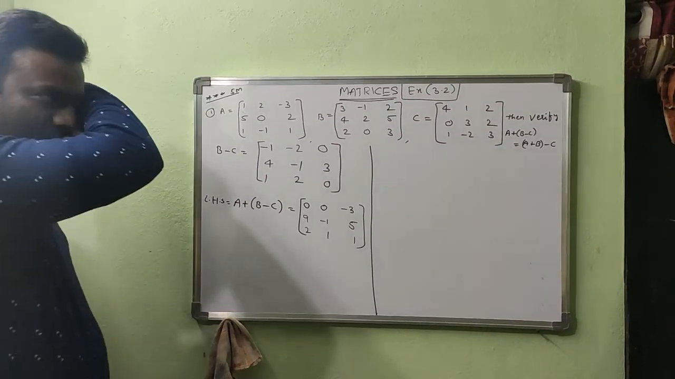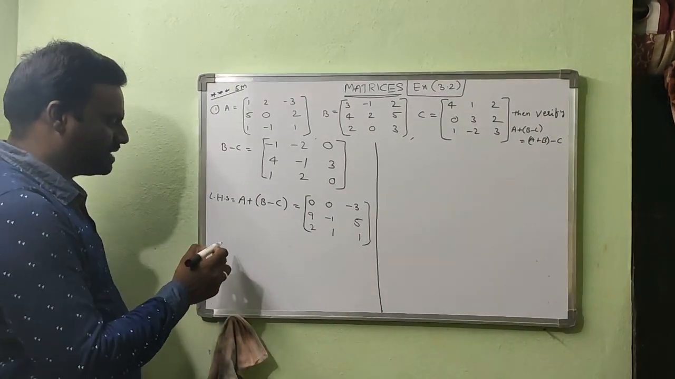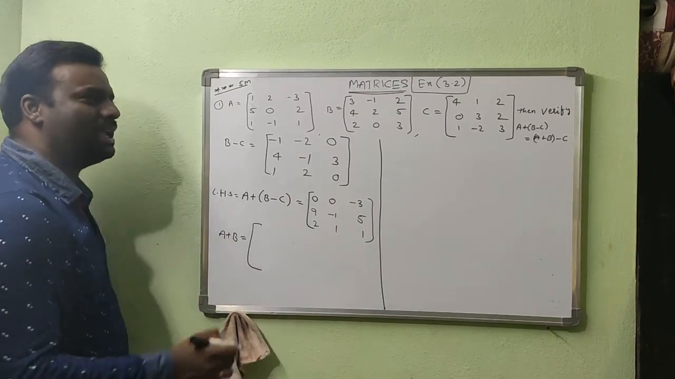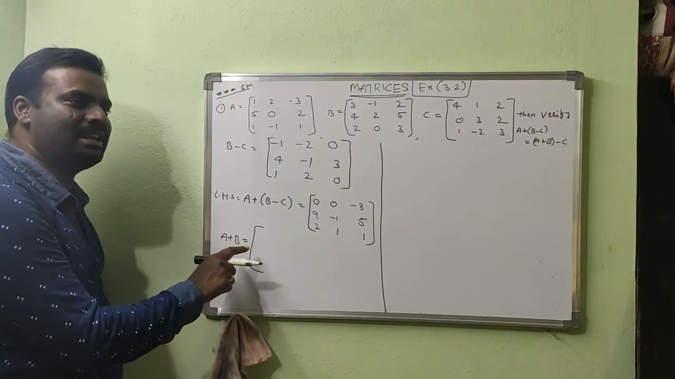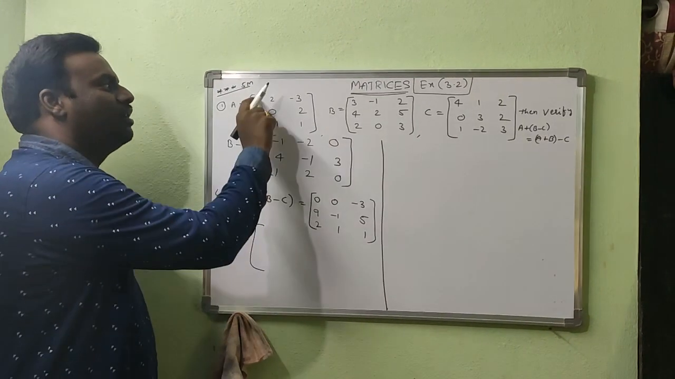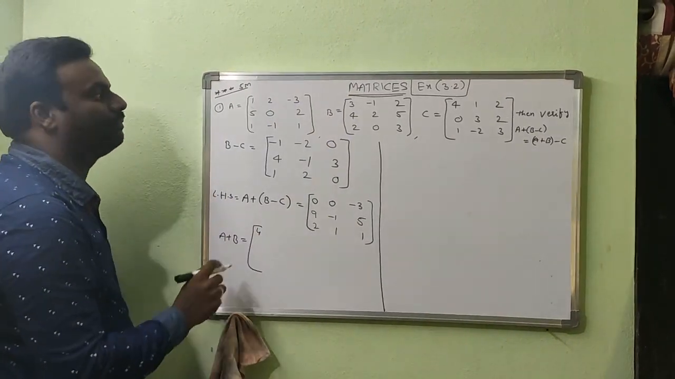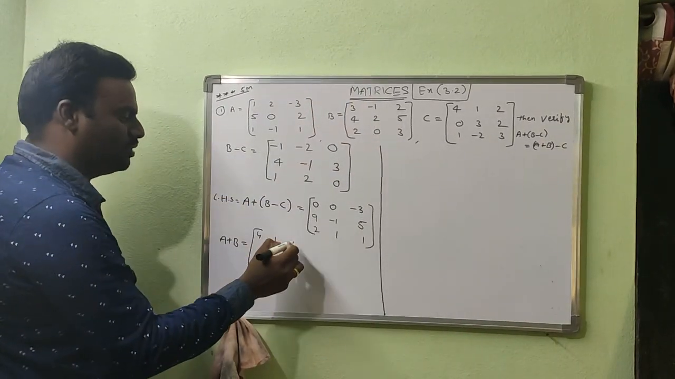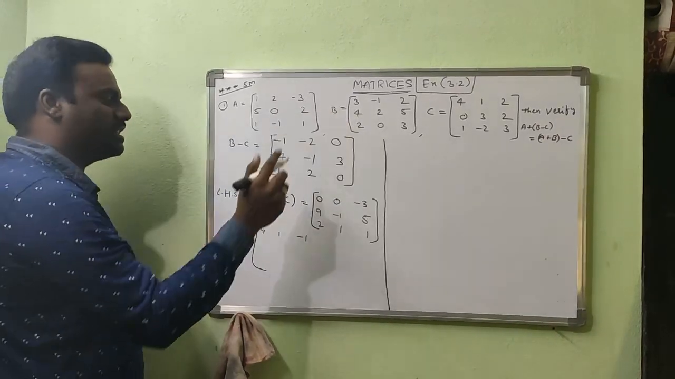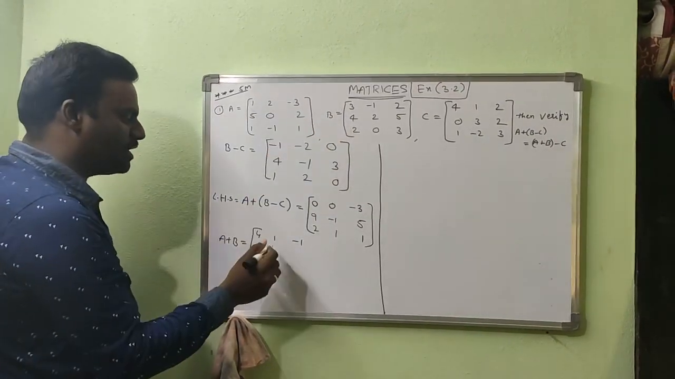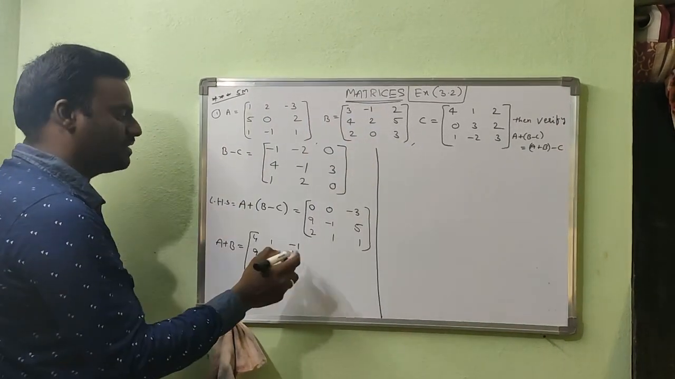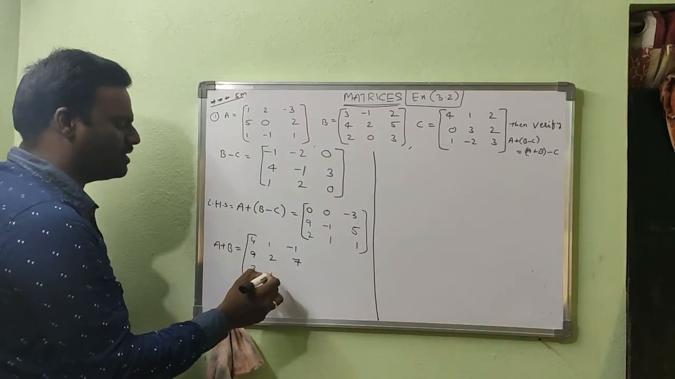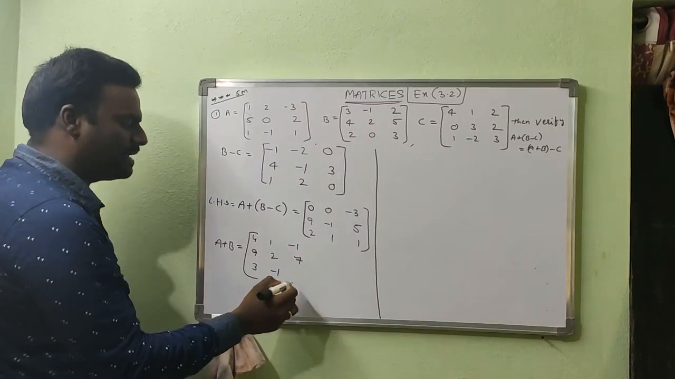Next, we need to find RHS. That's why first I am finding A plus B. What is meant by A plus B? We need to add two matrices A and B. These two matrices we need to add. 1 plus 3, it becomes 4. 2 minus 1, it becomes 1. Minus 3 plus 2, it becomes minus 1. 5 plus 4, it becomes 9. 0 plus 2, it becomes 2. 2 plus 5, it becomes 7. 1 plus 2, it becomes 3. Minus 1 plus 0, it becomes minus 1. 1 plus 3, it becomes 4.